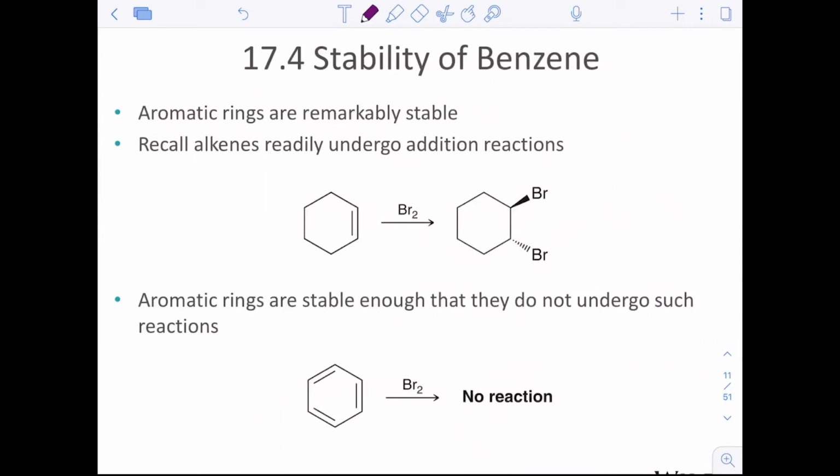Now with the stability of benzene, this is where we have this idea really bringing to the forefront of the late 1800s. Aromatic rings were remarkably stable. And so remember last semester we talked about alkenes and how they readily undergo addition reactions like halogenation shown here. This was a chapter 8 reaction. Aromatic rings are stable enough that they do not actually undergo this reaction at all with just Br2. There's no reaction there.